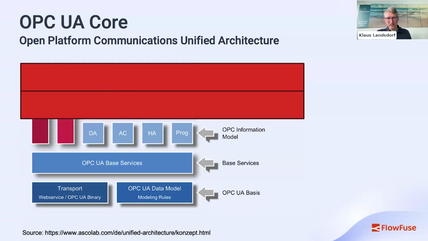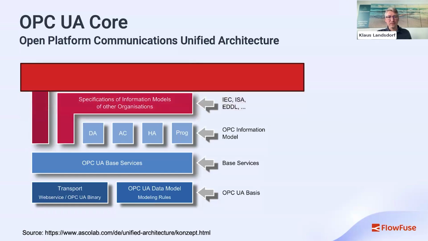And then you also get some core features like data access, that's known mostly, but also alarms and conditions. Historical access, which means you can record some historical data directly in your OPC UA server, and you can request it at the time when you want to have the data. And you can also provide some programs directly in the server, also methods, as I said.